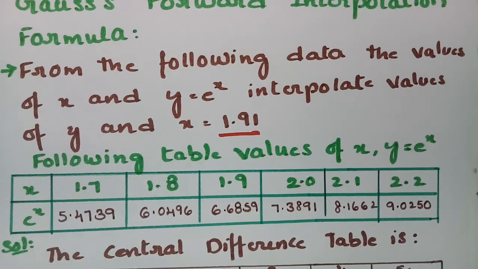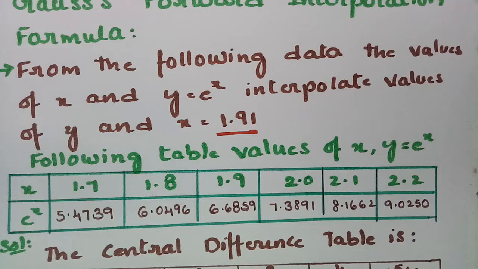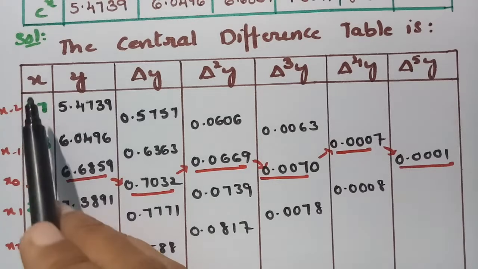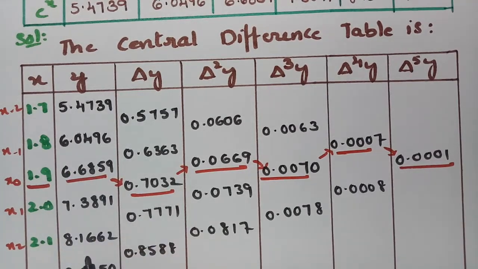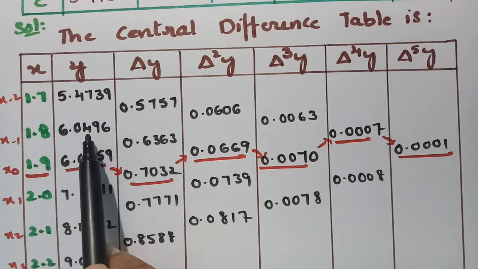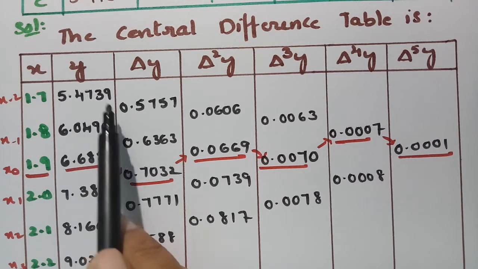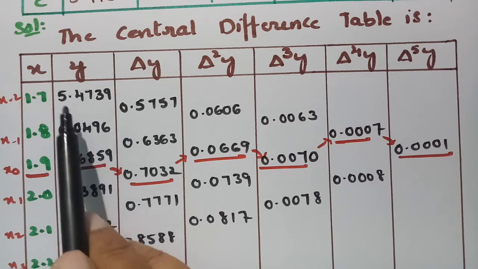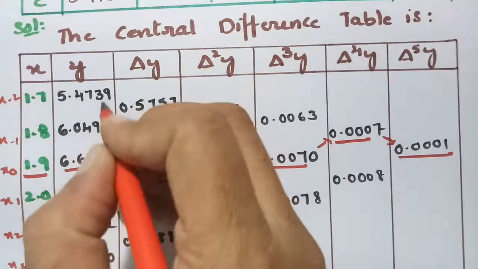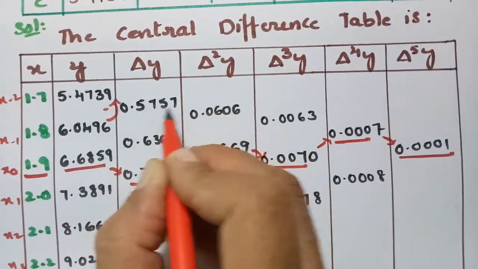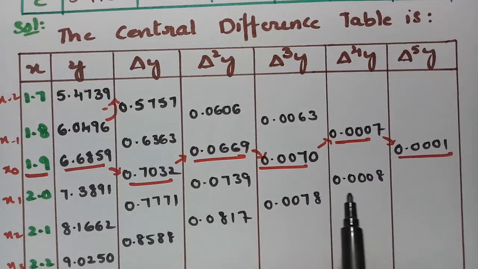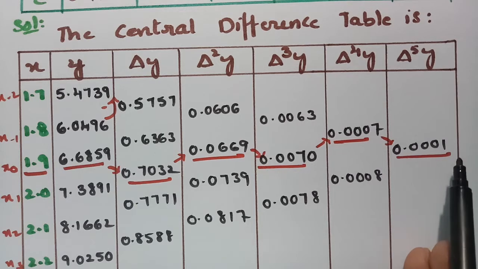First of all, we have to draw the central difference table. For framing this table, I have already done it here. These are all the x values and these are all the y values. For the first difference, we subtract the upper one from the lower one, that is 6.4096 minus 5.4739. Likewise, I write the first difference here and later the other differences. This will be the central difference table, until delta power 5 exists.